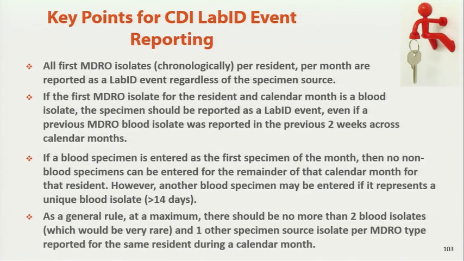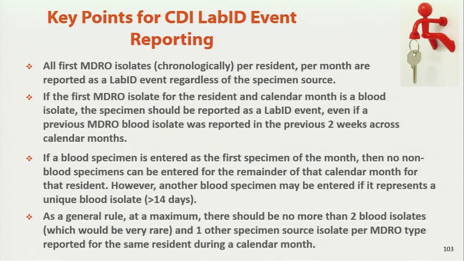All first MDRO isolates per resident per month are reported as a LabID event regardless of the specimen source. If the first MDRO isolate for the resident and calendar month is a blood isolate, the specimen should be reported as a LabID event even if the previous MDRO blood isolate was reported in the previous 2 weeks. If the blood specimen is entered as your first specimen of the month, then no other non-blood specimens can be entered for the remainder of that calendar month.